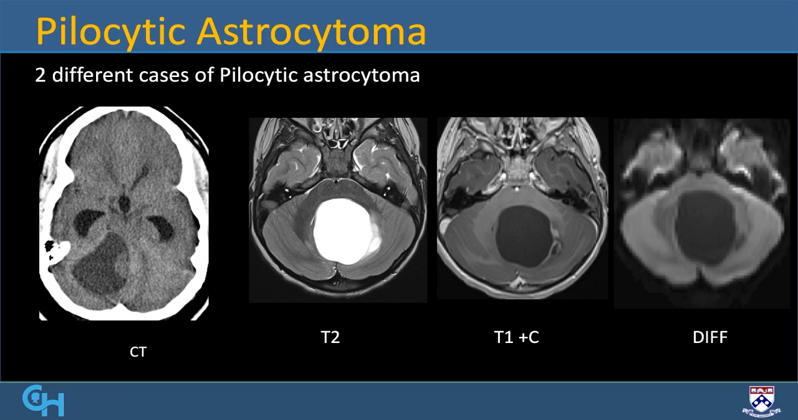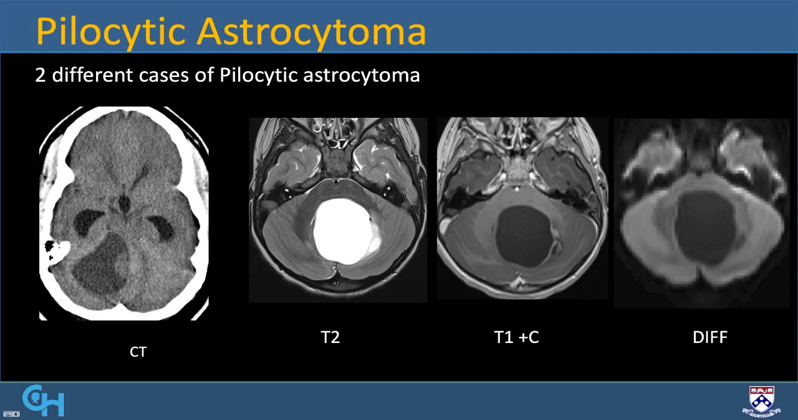On CT, here you can see the classic imaging appearance of a large cyst within the cerebellar hemisphere, the right hemisphere in this case, with this mural nodule. And because of its mass effect on the fourth ventricle, the patient is also demonstrating features of hydrocephalus.